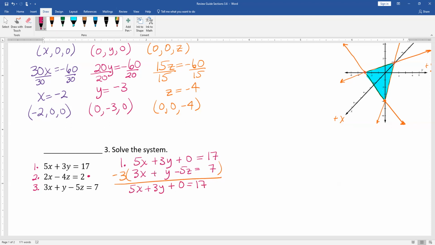Negative 3 times 3 is negative 9x. Negative 3 times y obviously gives us our negative 3y. So we cancel that out. Negative 3 times negative 5, though, gives us a positive 15z. And then don't forget 7. This is negative 3 times 7, which gives us a negative 21. All right, so we're going to add these together.